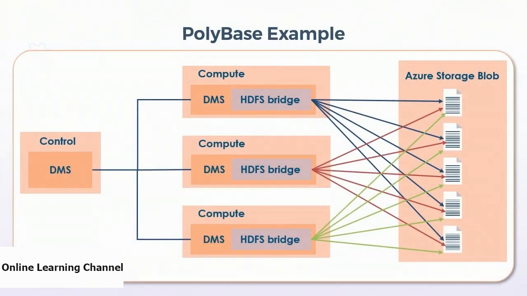This diagram shows how PolyBase accesses an external data source. PolyBase can scale out to several compute nodes, each of which contains a data movement service or DMS. Using a Hadoop distributed file system bridge, each node can communicate with the data in the external data source, such as blobs in Azure Blob Storage. This parallel architecture means fast performance for data movement.